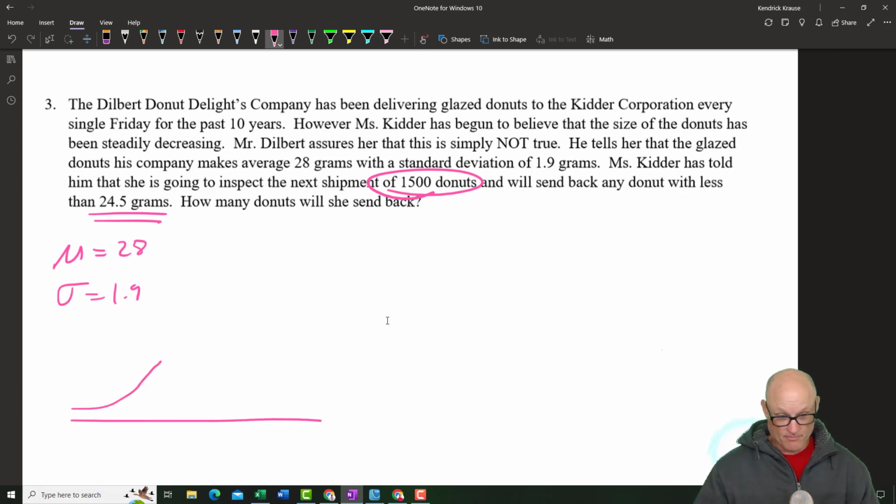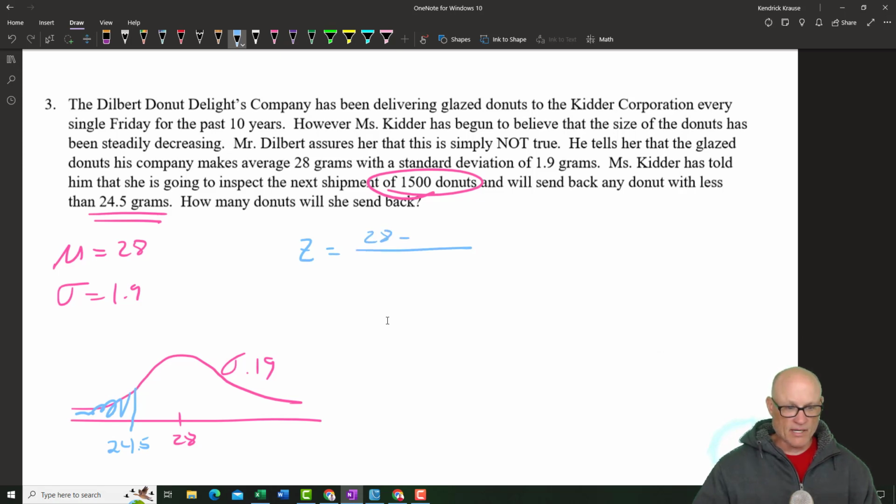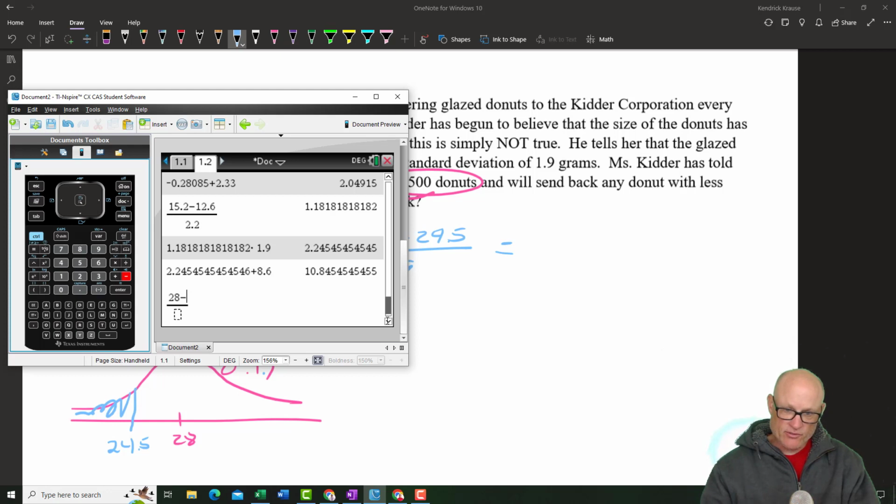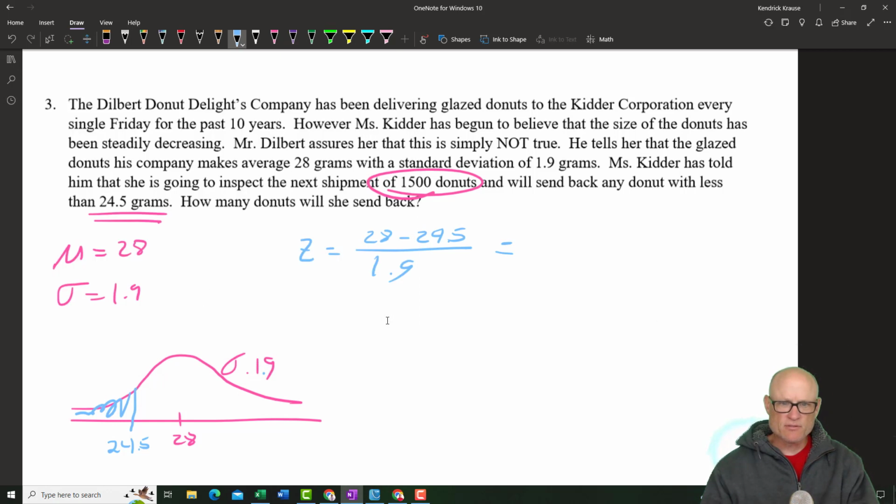So, all right, let's do it. Average of 28 with a standard deviation of 1.9. And she will reject anything less than 24.5. All right, so run the z-score. Z equals 28 minus 24.5 divided by 1.9.